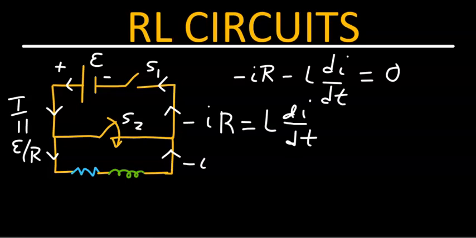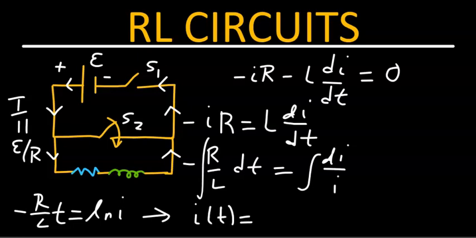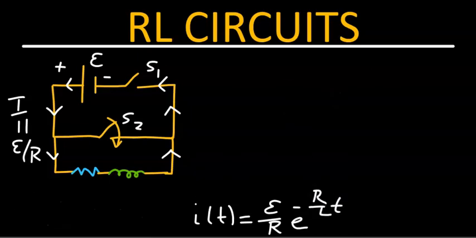Rearranging the terms, you have minus R over L dt equals di over I. So when you integrate that equation, you get minus R over L t equals natural log of I, which can be shown to assume the following form, namely current at any time t equals E over R e to the power minus R over L t. What that expression is showing is that at t equals 0, the current was maximum, namely it is the EMF over resistance, as shown here.